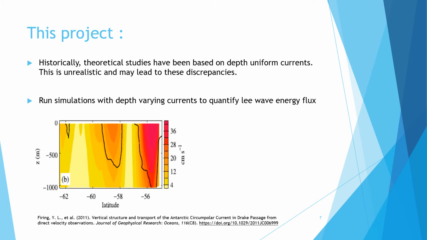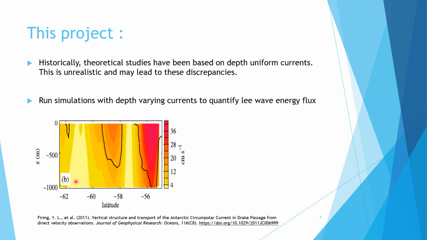Historically, theoretical studies have been based on depth uniform currents. However, the picture here down to the left is showing something different. These are velocity profiles taken in Drake's Passage in between Chile and Antarctica. As we can see, the velocities are not necessarily uniform in depth. Furthermore, these are realistic velocity profiles because Lee waves have been observed at this location.